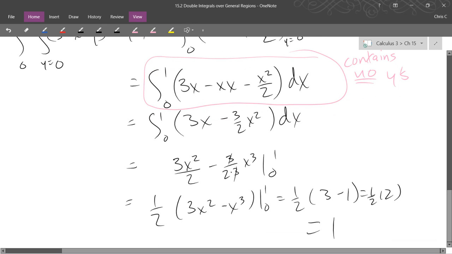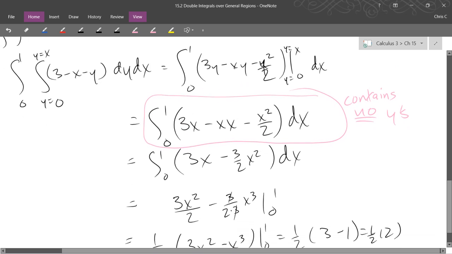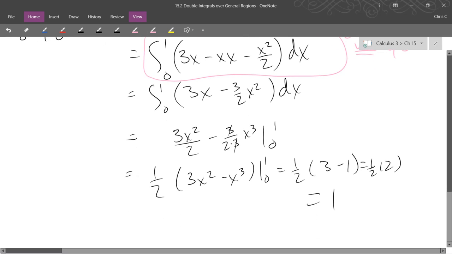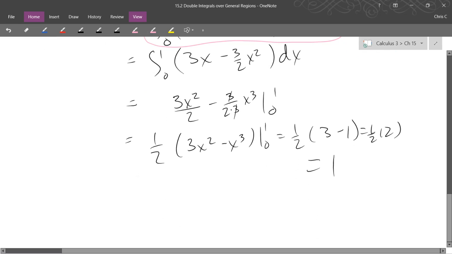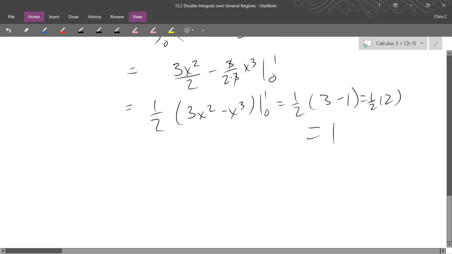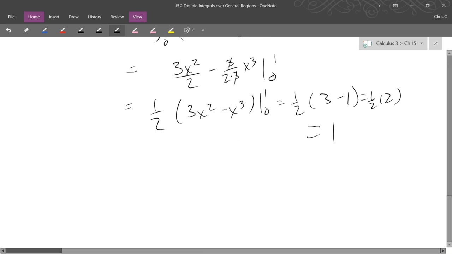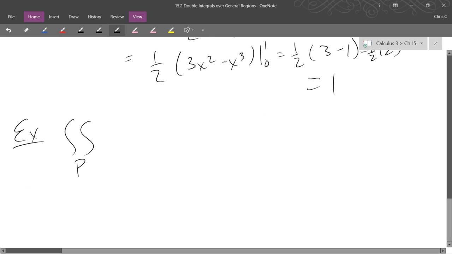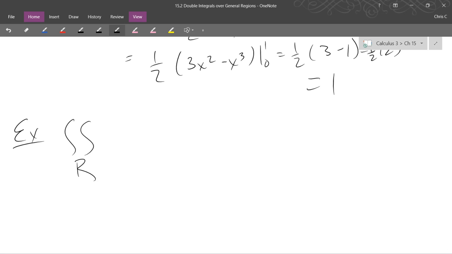So I only went the dy dx direction, not that dx dy direction, but the antiderivatives are almost exactly the same. You're going to see this notation where you have an integral, and then your region is just written as R below it. That just means double integral over whatever that region R is.